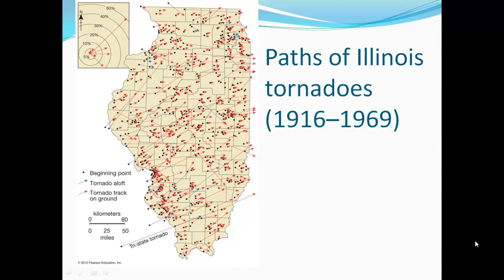Okay, paths now in Illinois from 1916 to 1969. They've mapped the paths of major tornadoes. So here, the tornadoes that are along the ground are those red arrows, and the length of the arrow is the path that tornado traveled. This one traveled a very long way. Many tornadoes traveled shorter distances.